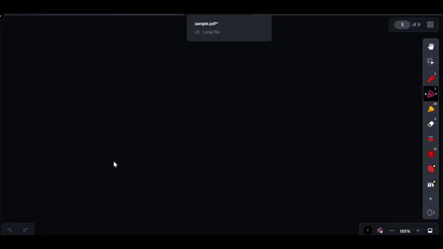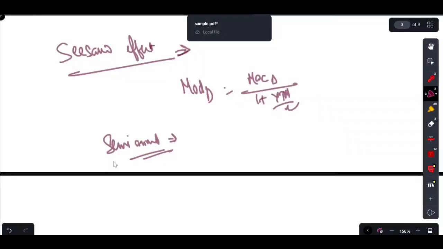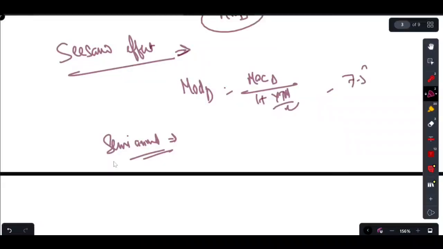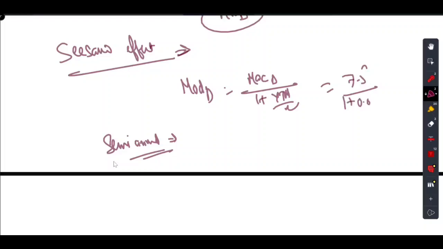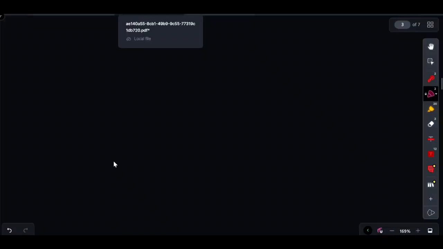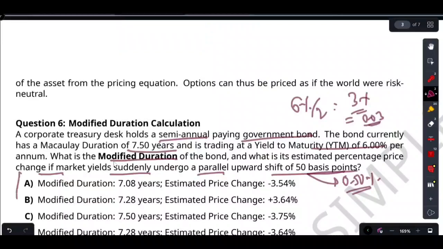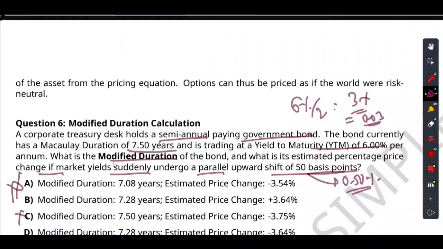Okay. So what is the math? The Macaulay duration they have given is 7.5 upon 1 plus 0.03. That will be 7.5 upon 1.03. That will give us 7.28 years, right? If you look at the options, this eliminates option A and option C. B and D may be correct. One of them may be correct.